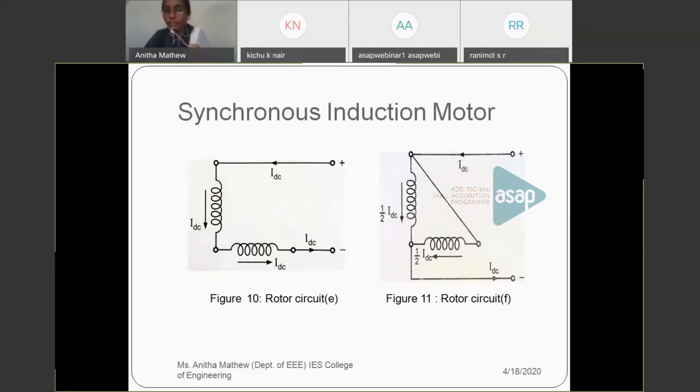I think someone has asked this question earlier. What are the disadvantages of two-phase arrangement? Even though it gives uniform heating, it develops large harmonics and noise. That is the disadvantage of two-phase arrangement in the rotor circuit.